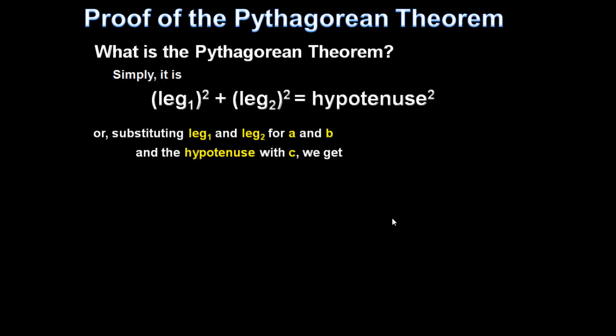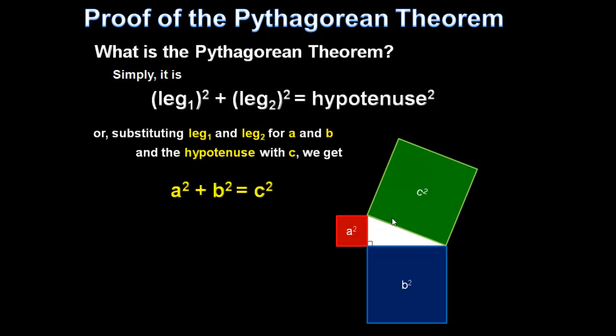Or, by substituting leg 1 and leg 2 for A and B and the hypotenuse for C, we get A squared plus B squared equals C squared. And here's a visual representation of the A squared plus B squared equals C squared formula.